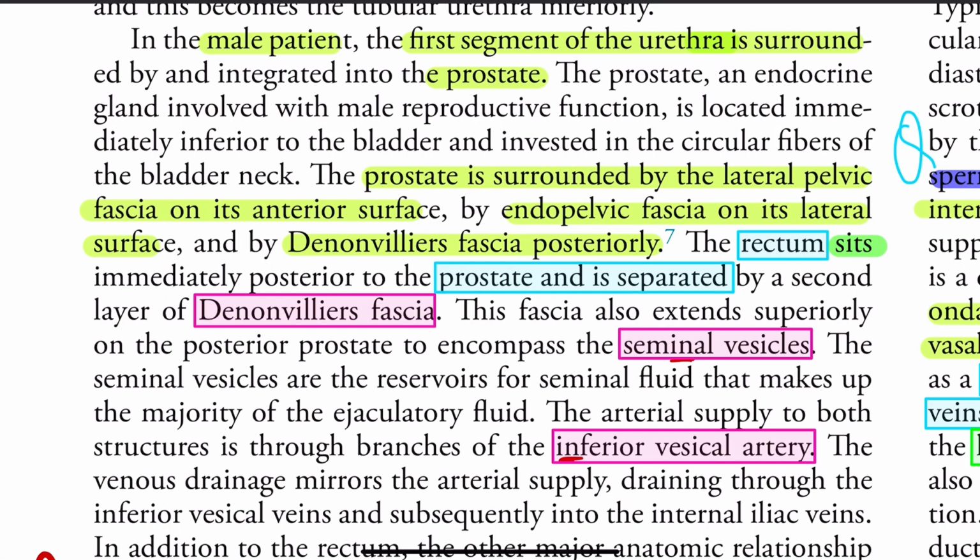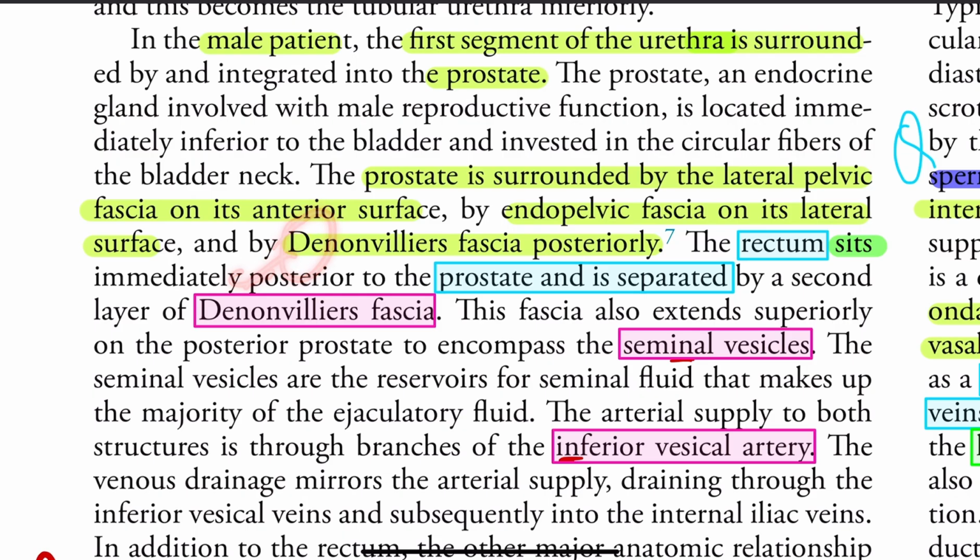So three fascia: the lateral pelvic fascia on its anterior surface, then the endopelvic fascia on its lateral surface, and Denonvilliers fascia posteriorly. So remember, the lateral pelvic fascia is on the anterior surface. Lateral, not laterally. And the endopelvic fascia is on the lateral side. So there are two pelvic words: the endo one is on the lateral side and the lateral one is on the anterior side. And Denonvilliers fascia is posterior.